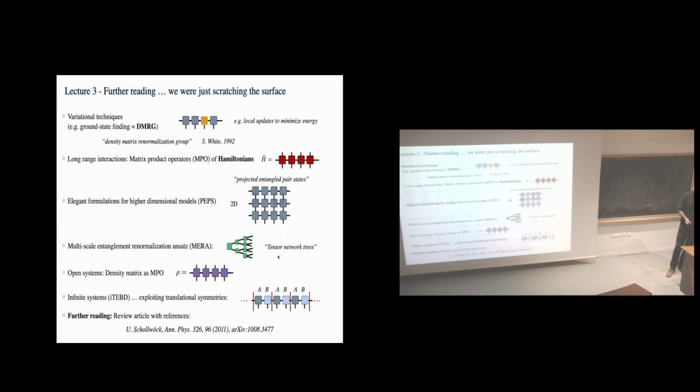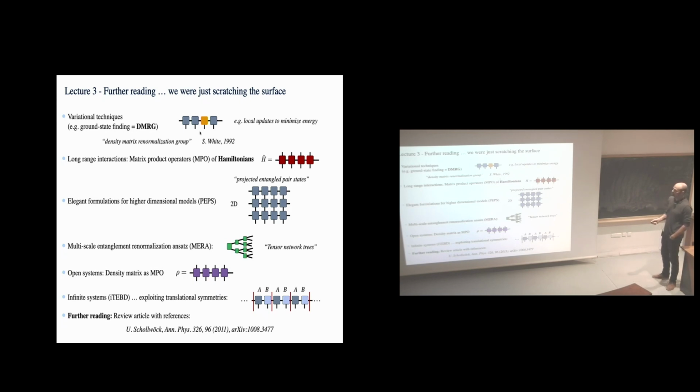Okay, so this is my summary slide of what else is out there. I really was just scratching the surface of this whole field of tensor network ideas. I just talked about computing ground states with imaginary time evolution. Of course, in practice, that's by far not the most efficient way of doing it.